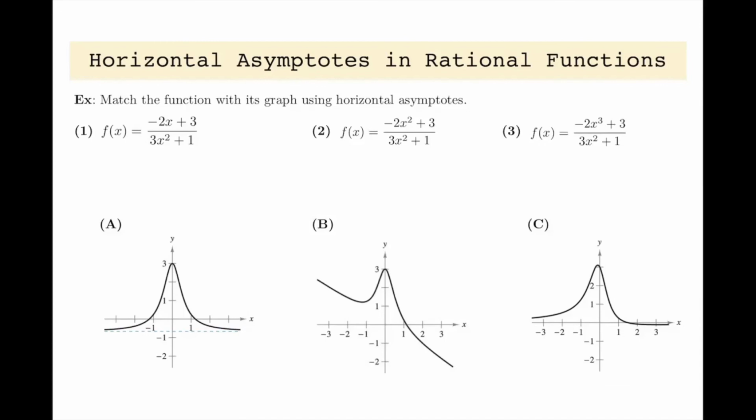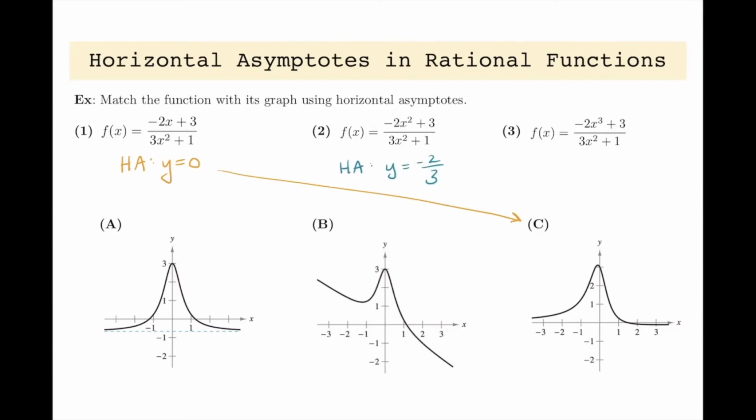Based on what we just talked about, pause this video and see if you can match the function with its graph by analyzing the horizontal asymptotes. Since the first function is bottom heavy, it will have a horizontal asymptote of y equals 0. That matches with the graph labeled C.